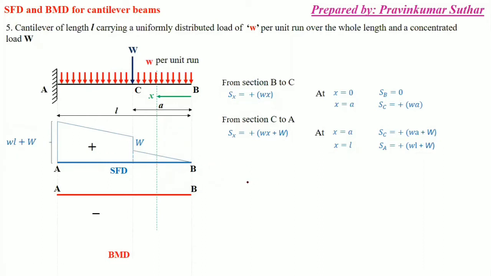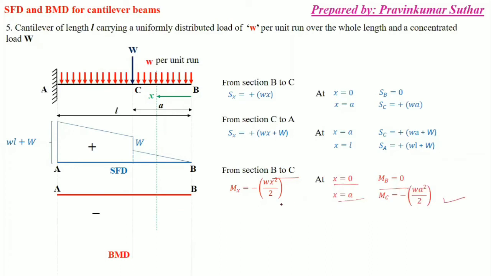Next is the bending moment, and for the bending moment we will first take the section B to C. In this B to C, Mx is equal to minus wx square by 2. After putting the value x equal to 0, the moment at B is equal to 0, and at x equal to a, just mention here, this is equal to wa square by 2.